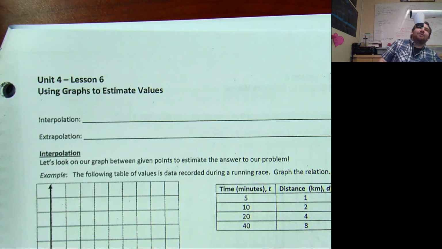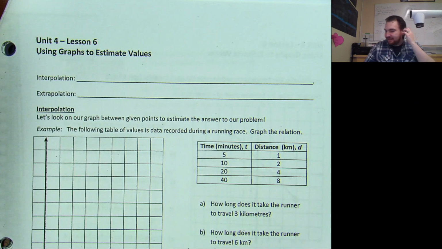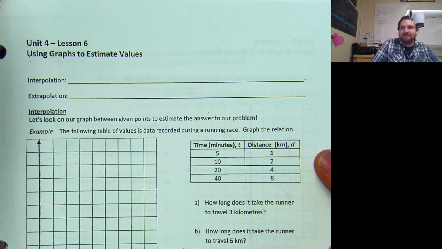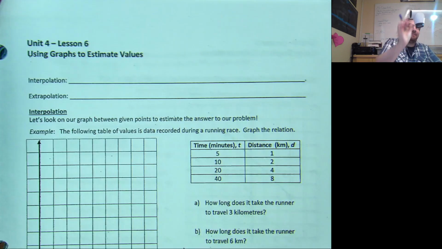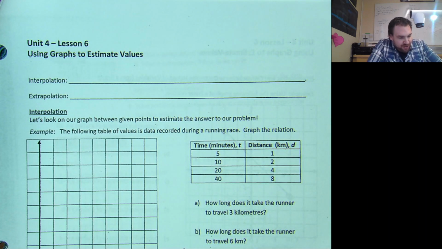Last lesson, here we go. Unit 4, lesson 6. There are some words here that we're going to define. We love defining things in math. We've got two concepts here. One is called interpolation, and one is called extrapolation. Hands up if you've ever heard these terms before. I've heard extrapolation, but I have no idea what it means.